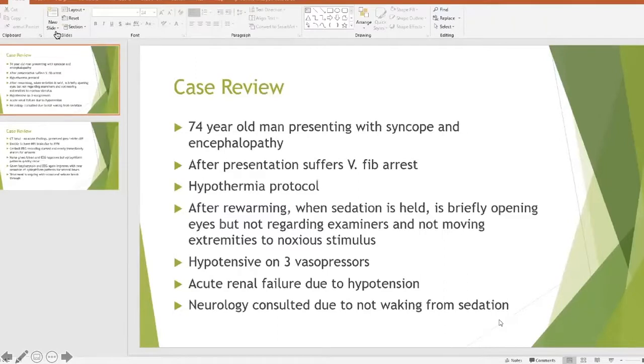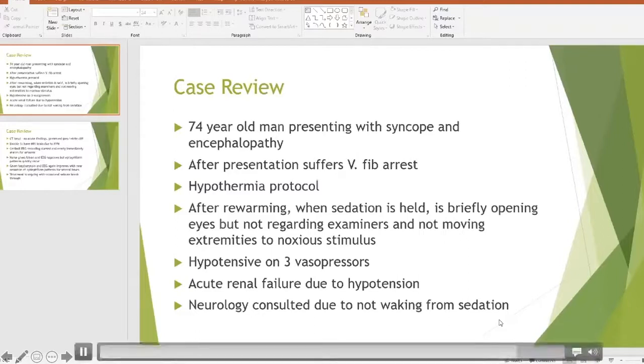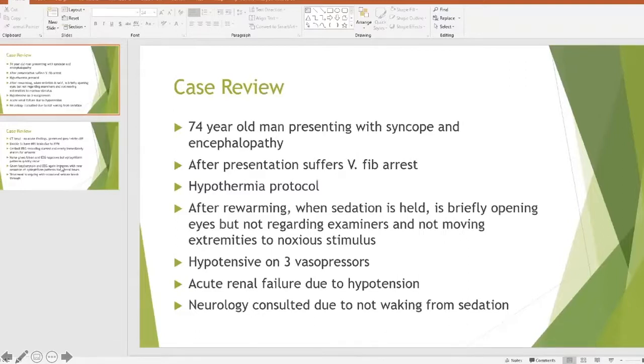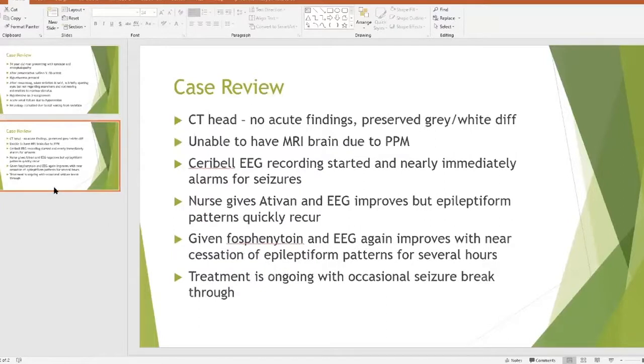He'd briefly open his eyes and close them again, but nothing purposeful. He was not fixating or tracking, and he was flaccid in all of his extremities. He was very, very sick. He's hypotensive on 3 vasopressors. Due to his hypotension, he went into acute renal failure. So there's multiple different specialties helping manage this patient, and we were consulted due to him not waking or interacting from sedation. He had a CT head that didn't show any acute findings. He couldn't have an MRI because of his pacemaker.